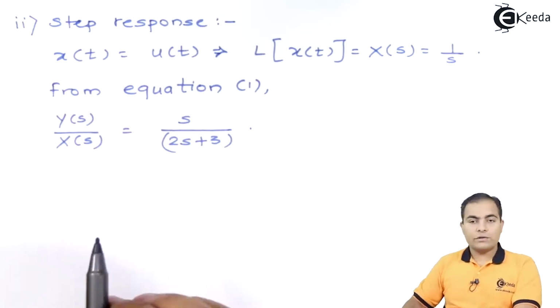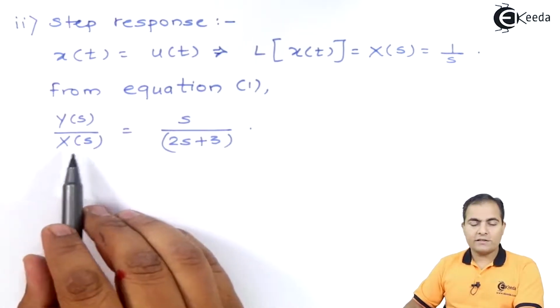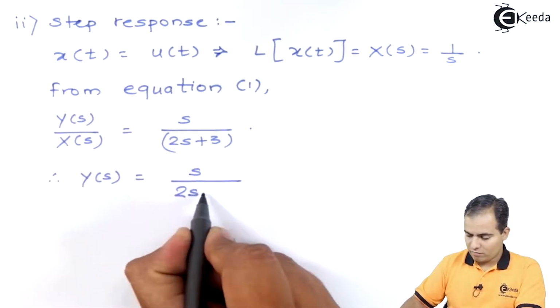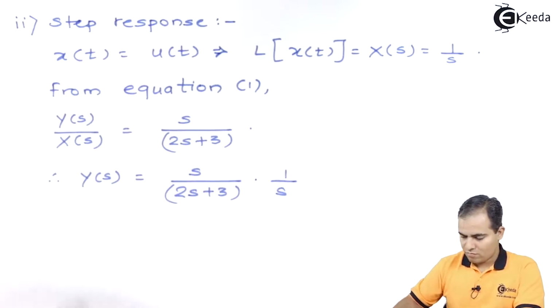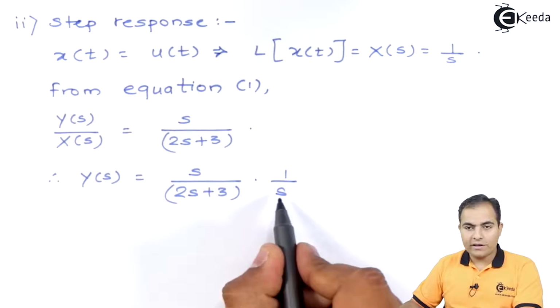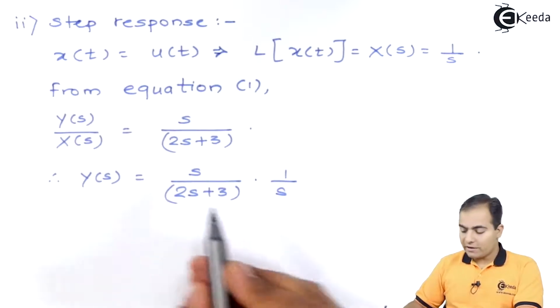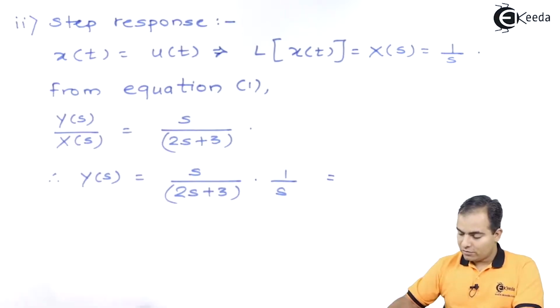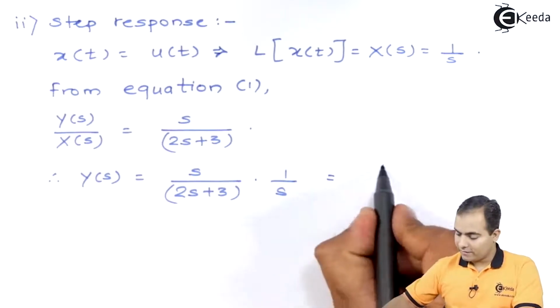Now, this was our equation number 1. Multiply this X(s) on the right-hand side. The X(s) value was 1 by s, which I have already directly substituted. Now, the next part is that this s and this s will get cancelled. So, what will be your result?